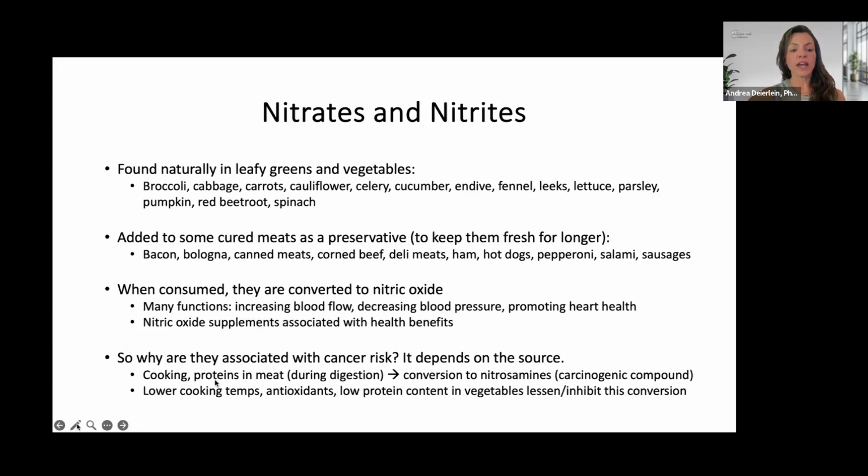When nitrates are consumed with meat, and they're being cooked at high temperatures and consumed with proteins and meat, there is a conversion that goes on in the body during digestion to nitrosamines, and that is the carcinogenic compound. However, when you're eating them through vegetables, often with lower cooking temperatures, there are antioxidants and other beneficial nutrients within the vegetables, as well as low protein content. This inhibits the conversion to nitrosamines, and you don't see the same effect.